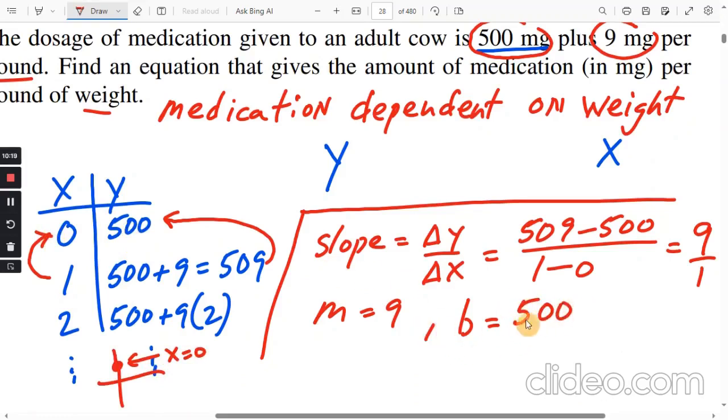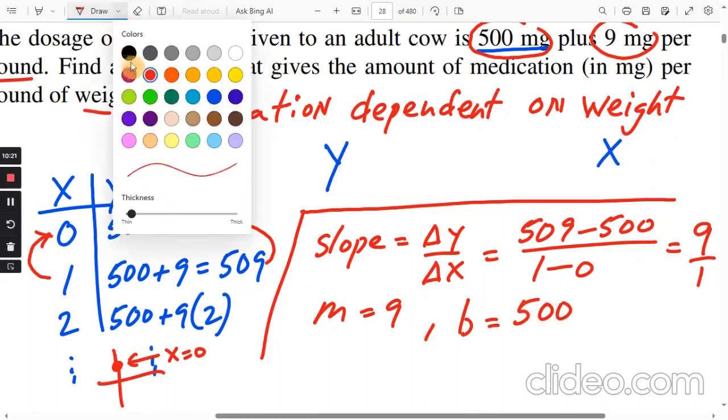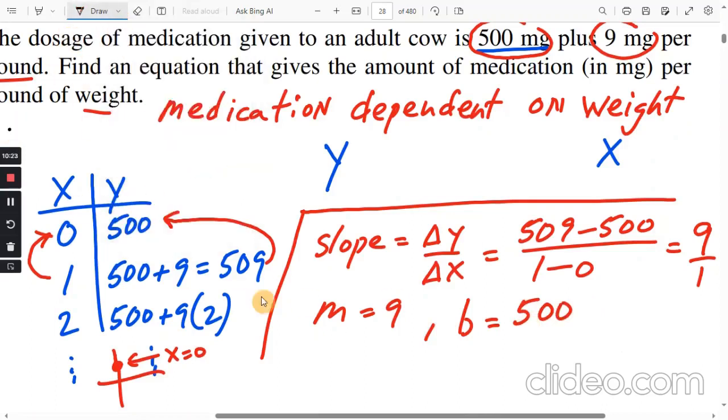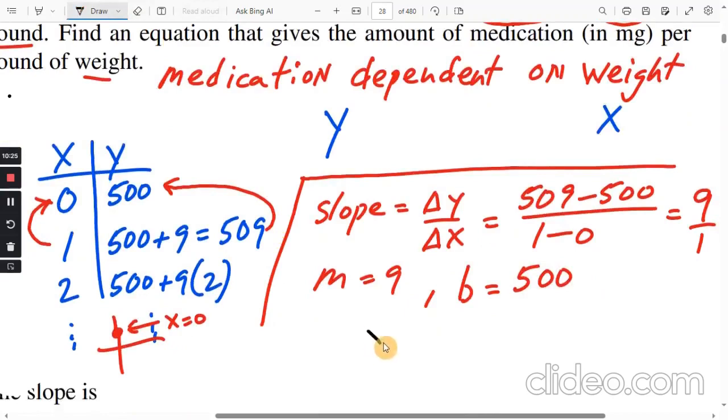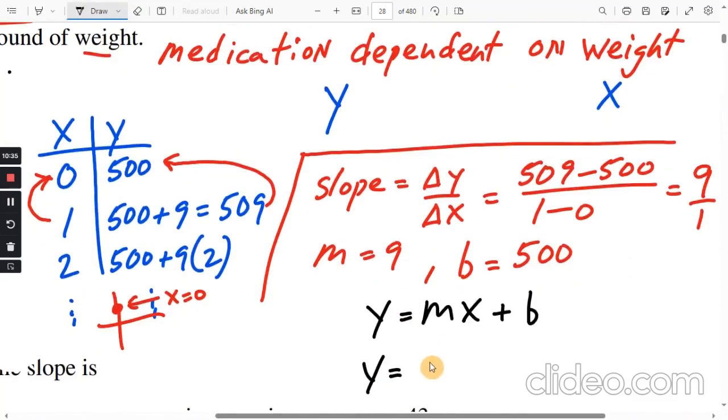Now, once you have m and b, that's it. You can write your equation for y equals mx plus b. So there wasn't much to do there, really. y equals the slope m, which is 9, times x plus b, which is 500. That's it.